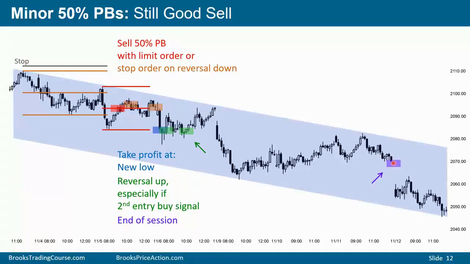This is the end of the day. And if you sold up here or anywhere in here, and you're at the end of the session, and you do not want to hold overnight, you just get out right before the close.